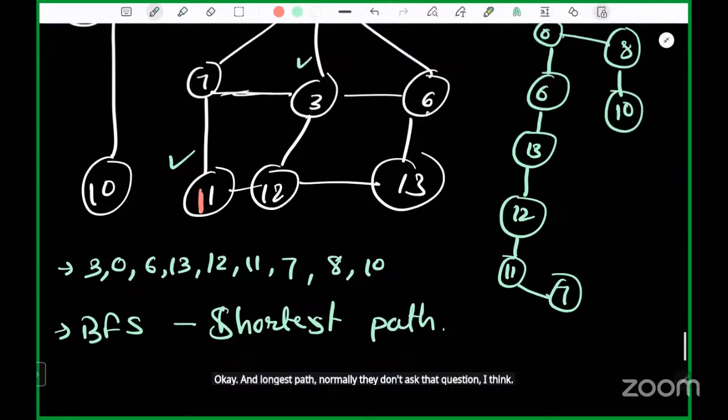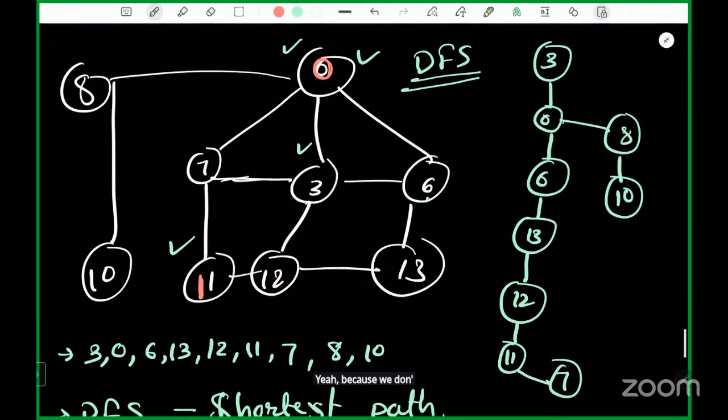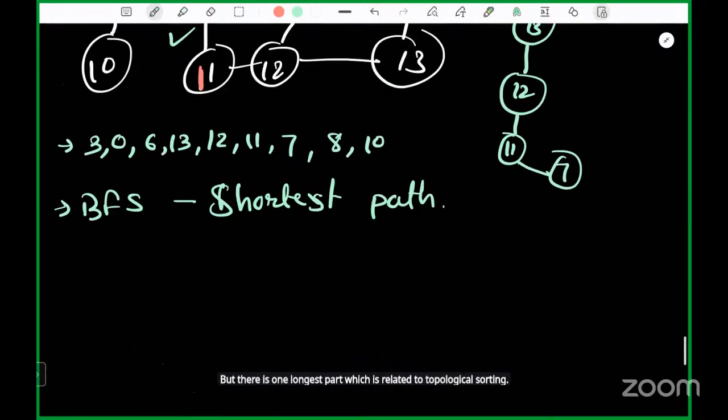Yeah, because we don't need the longest path. For longest path, we can go round and round. But there is one longest path which is related to topological sorting. That is a different concept. But for shortest path, we can use the BFS process.